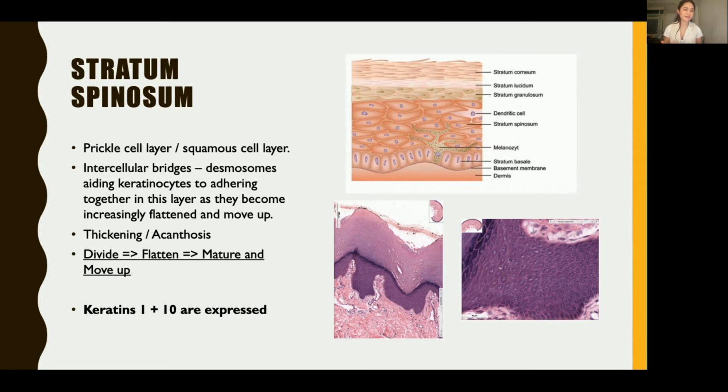That would be more relevant in histology. Again, keratins 1 and 10 are primarily expressed in this layer, and when mutated, they lead to a really horrible genetic condition called epidermolytic ichthyosis, which is on the next slide.